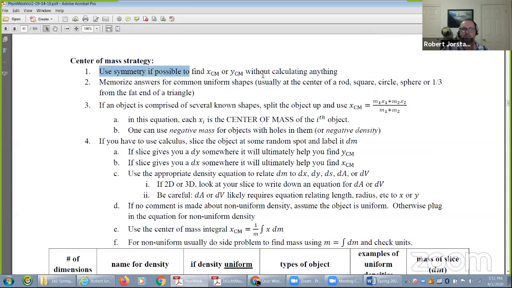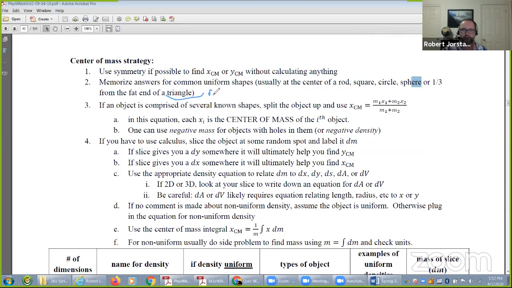So first, if you know the answer without calculating anything, write it down. For example, if you have a uniform rod, usually the center of mass is in the middle of an object. It's in the middle of a circular plate or in the middle of a sphere. Triangles, this technically should add an extra word. So in your book, you might add a word right here. This should say a right triangle. I guess I'm assuming we're talking about right triangles there.